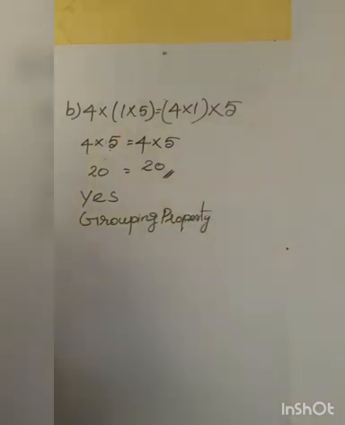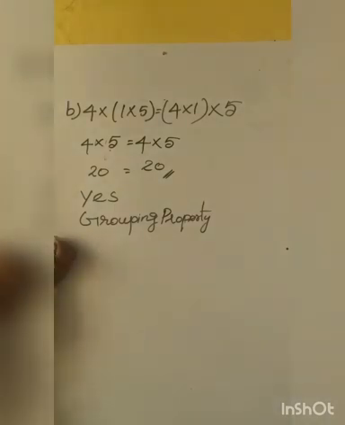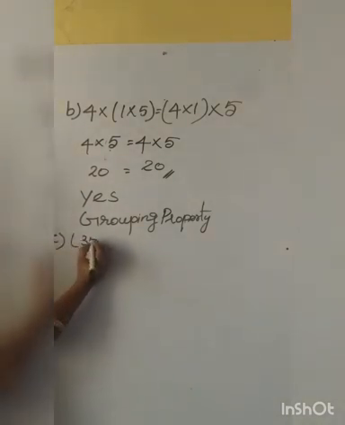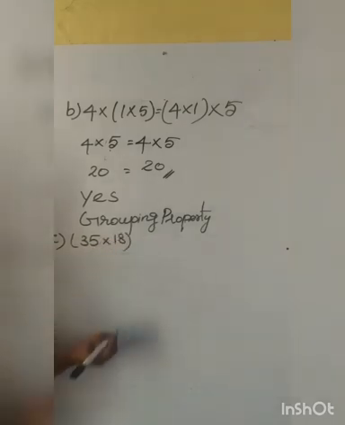Next and third sum, C. 35 multiplied by 18. So this is the biggest one. Just I want to write.